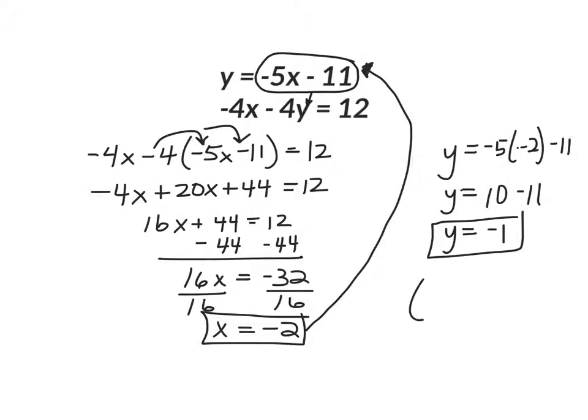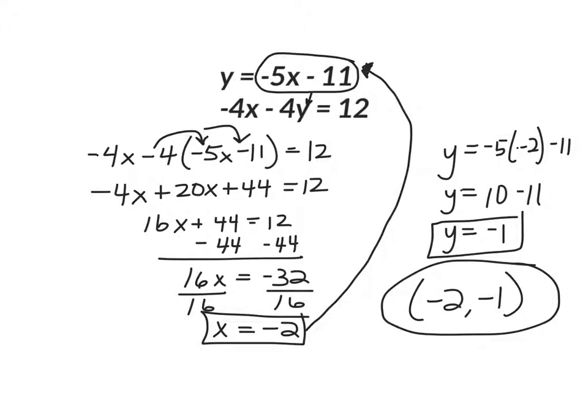Okay, so my ordered pair is negative 2 and negative 1. That is my solution. That's where those two lines will intersect. Okay, you should be able to complete all of your class kick problems now for 3-2, day 1.